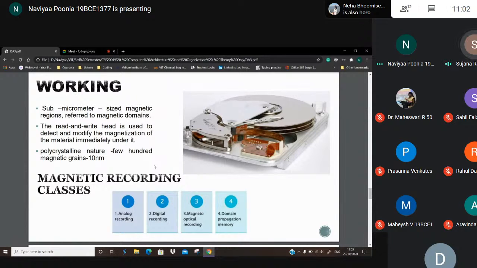Third one is the magneto-optical recording. The magneto-optical recording reads and writes data optically by the use of laser, and the magnetic medium is heated locally, which then induces a rapid decrease of the coercive field. And lastly is the domain propagation memory. The domain propagation memory is also called the bubble memory. The basic idea is to control the domain in a magnetic medium such that it is free of any microstructures.